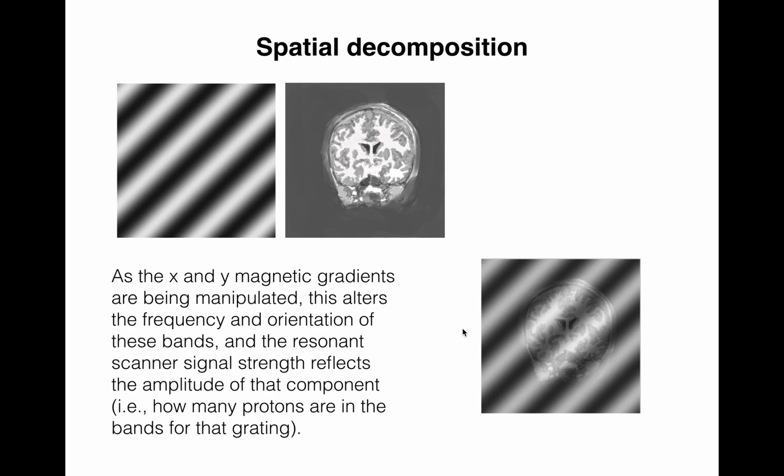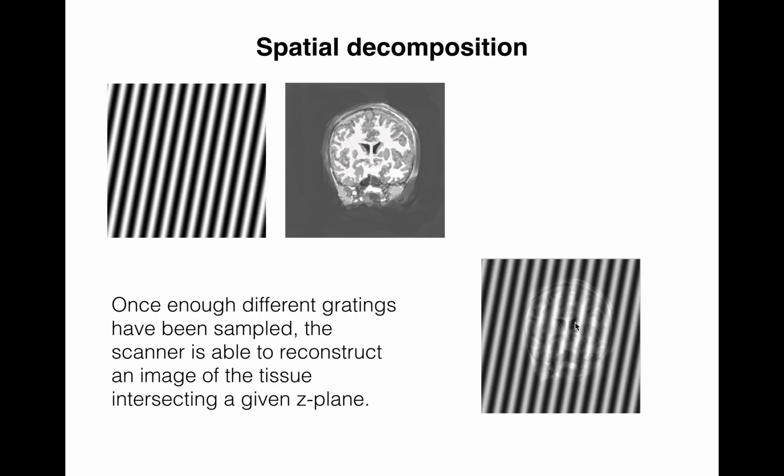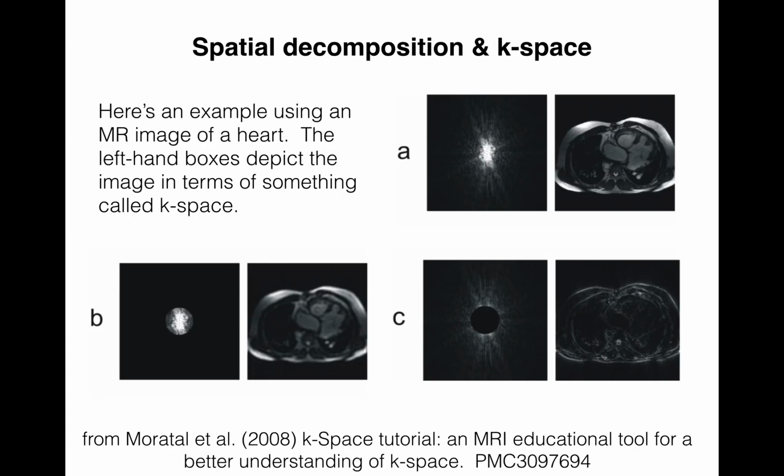the frequency and the orientation of these bands is being changed very quickly, and the signal coming out of the scanner reflects the amplitude of this. This is called a component. The amplitude of the component is going to reflect how much of the white stuff here in the brain matches up with the white parts of the grating. And so if you do this with enough different gratings, you end up being able to perfectly recover, to whatever degree of precision you have time for, the image of the tissue that's in that particular slice of the Z plane.